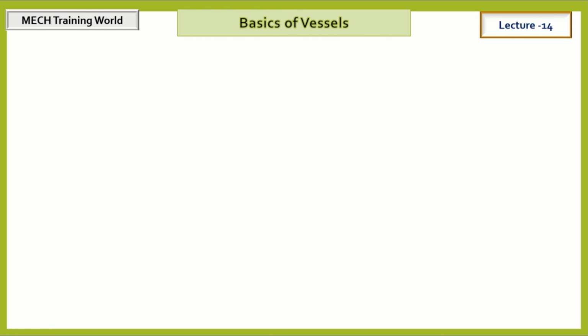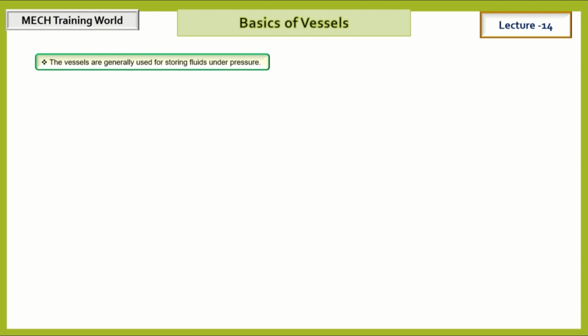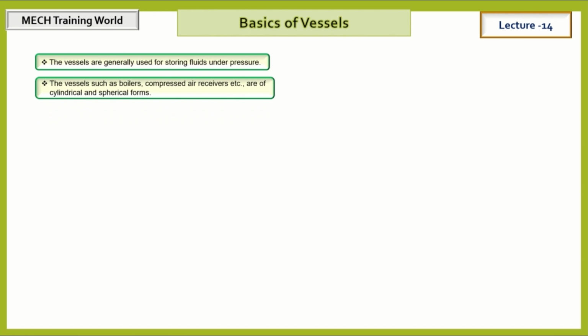Today we will discuss the basics of vessels: what a vessel is, for what purpose we are using vessels, and what shapes industries generally use for these vessels. We discuss all of this in this lecture. Vessels are generally used for storing fluids under pressure, and vessels used for boilers and compressed air receivers are generally cylindrical and spherical in shape.